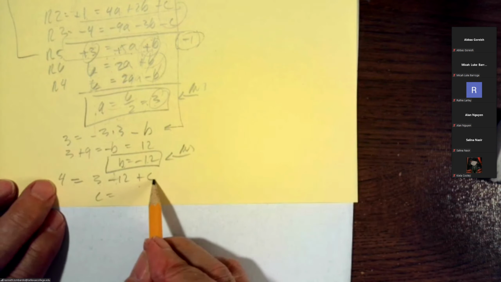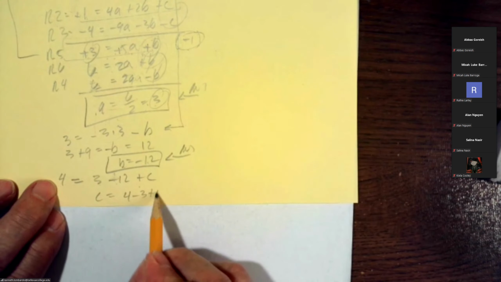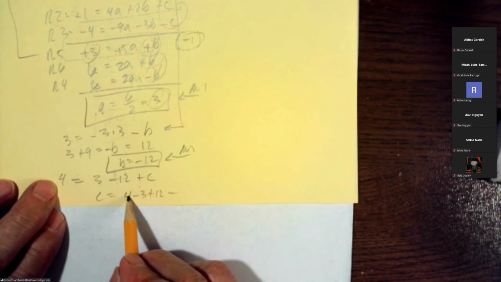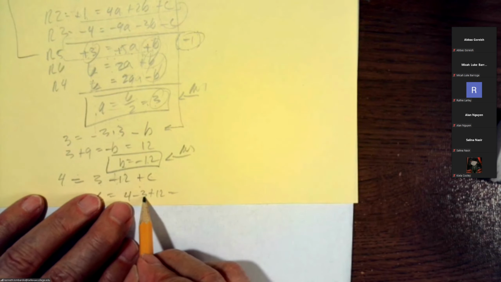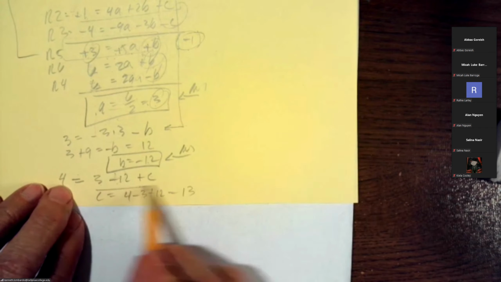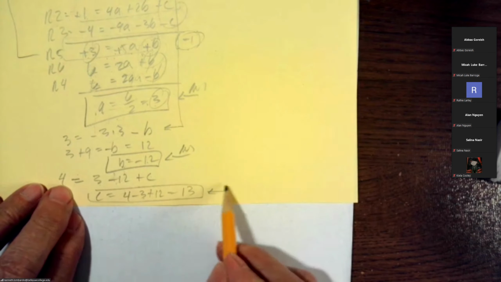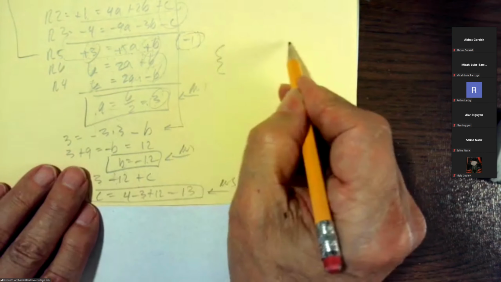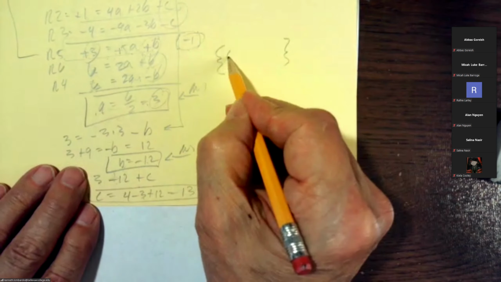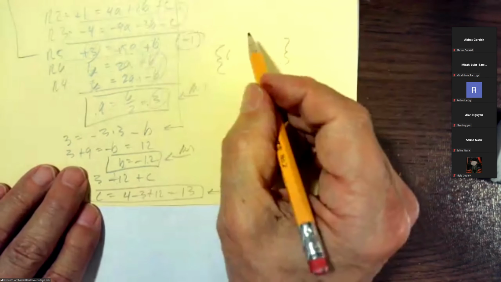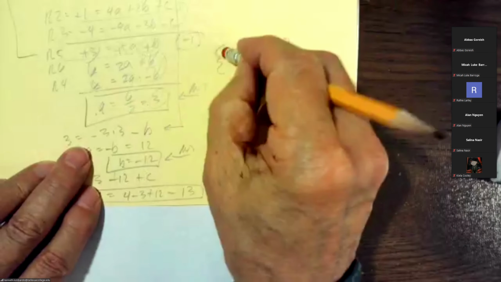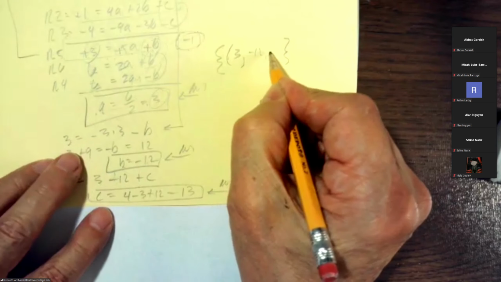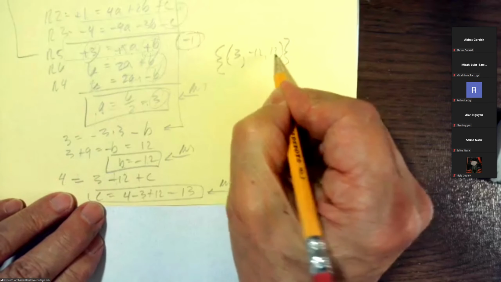Okay, so C equals 4 minus 3 plus 12. It looks like bring the 12 over, bring that over. So 12, 4, 16 minus 3 looks like that's 13. So C is 13. So now we have our solution set, which says A is 3, B is negative 12, C is 13.